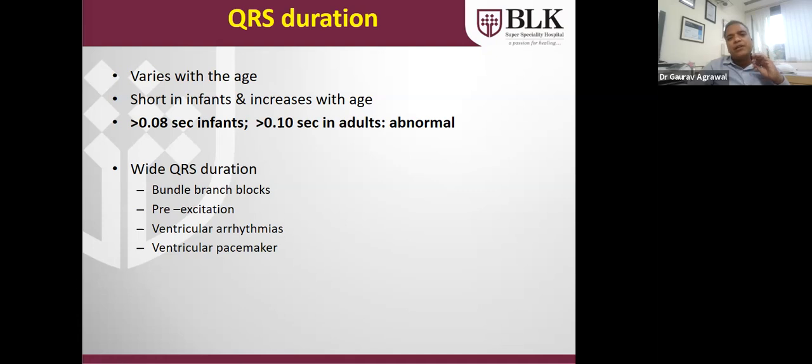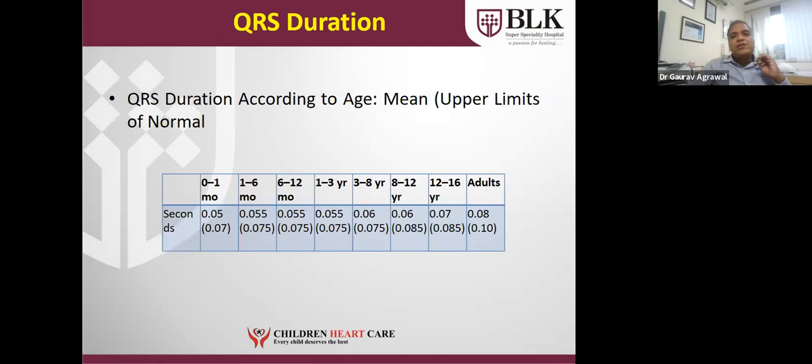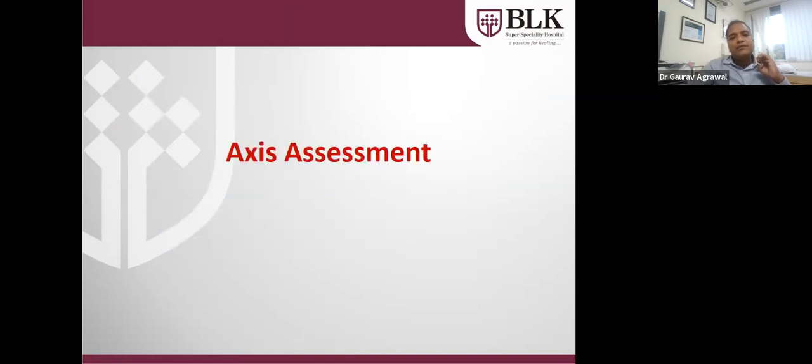Generally, in pediatric age group, it is difficult to see unless there is a bundle branch block. QRS duration, as the age progresses, will increase. In adults, up to 0.08 to 0.1 second is normal.